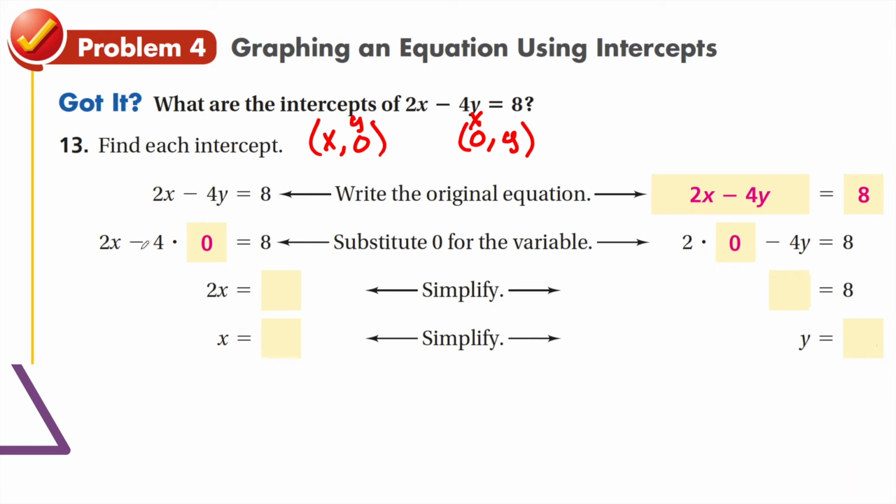So 2x minus 4 times 0, 4 times 0 equals 0. So 2x minus 0 will just give you that 2x, and it's still going to equal 8. And then 2 times 0, once again, is 0. So 0 minus that 4y will give you a negative 4y, which again is still going to equal that 8. We then just have to simplify. For me, dividing 2 on both sides for the very first one, giving you 8 divided by 2, which means x equals 4. And then you also have the negative 4 that we're going to be dividing both sides by, and you get 8 divided by negative 4, which is that negative 2.